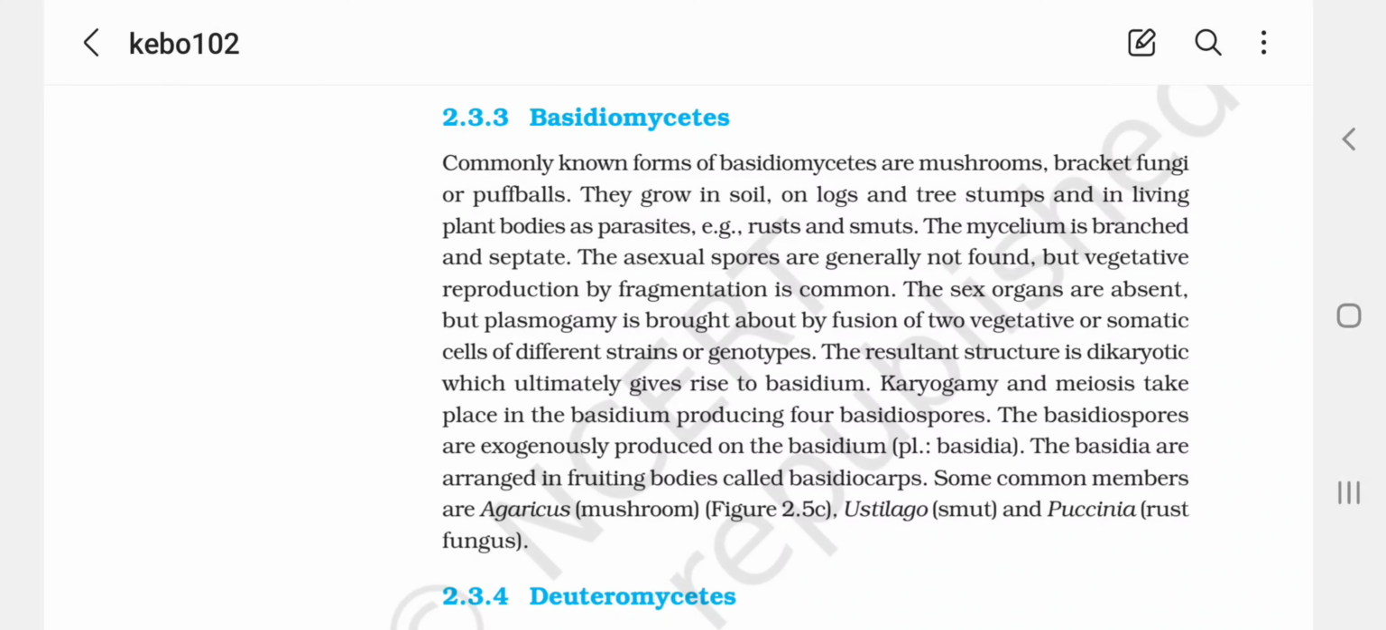The basidiospores are exogenously produced on the basidium, plural basidia. The basidia are arranged in fruiting bodies called basidiocarps. Some common members are Agaricus, mushrooms, figure 2.5c, Ustilago, smut, and Puccinia, rust fungus.